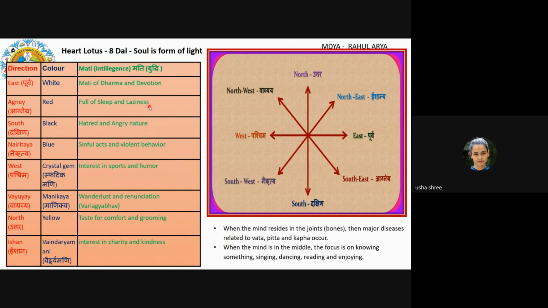And south, the direction, the color associated is black. The mati or the intelligence is that the man can handle hatred and the angry nature. Sir, is that sure, sir? Like the mati is the intelligence that is developed to handle these.